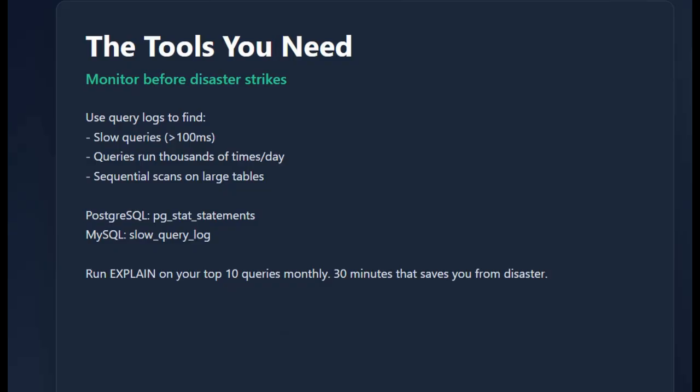Use tools to monitor this before disaster strikes. Query logs will show you slow queries over 100 milliseconds, queries that run thousands of times per day, and sequential scans on large tables. Postgres has pg_stat_statements. MySQL has slow_query_log. Turn these on. Run explain on your top 10 queries every month. 30 minutes of work that will save you from catastrophe.